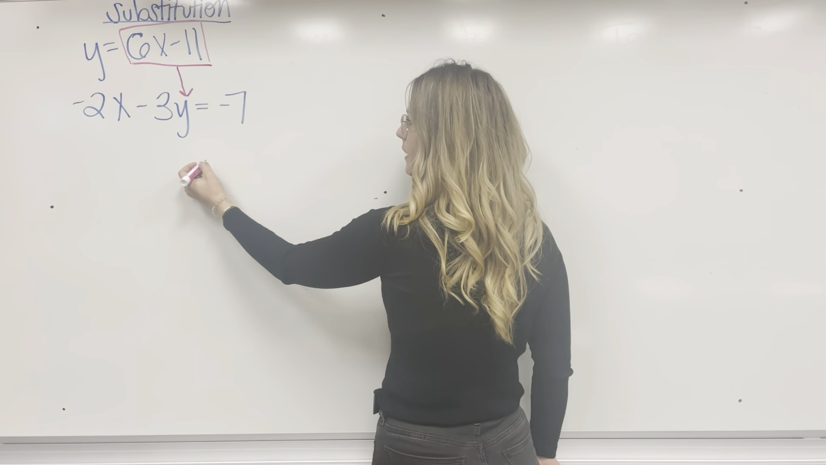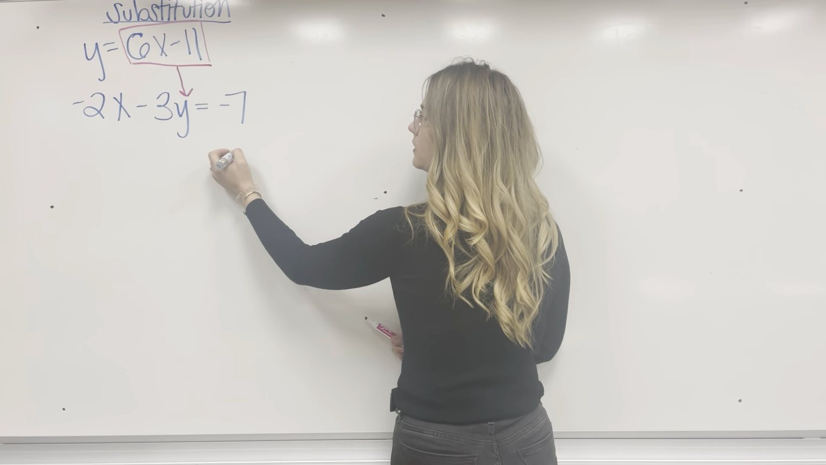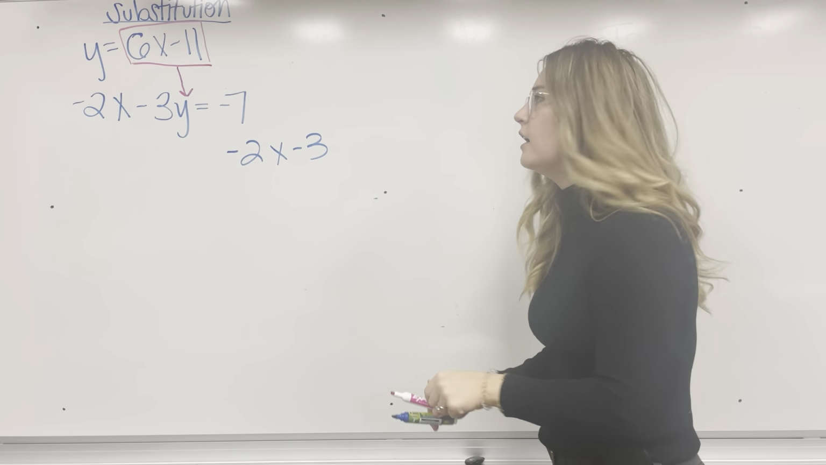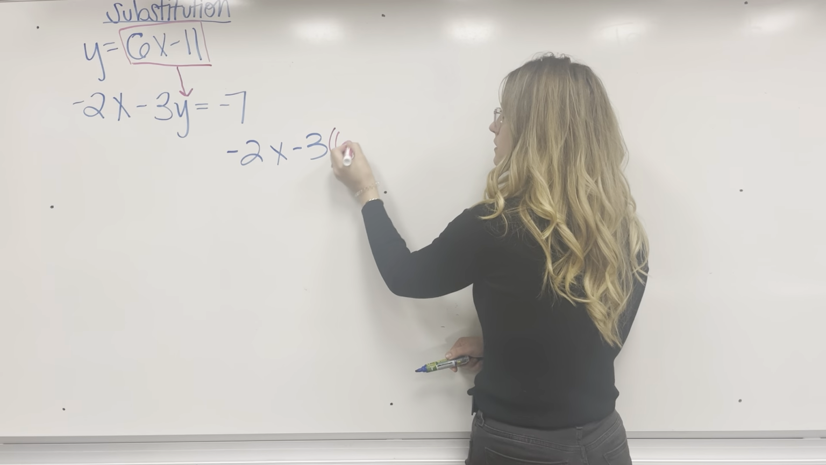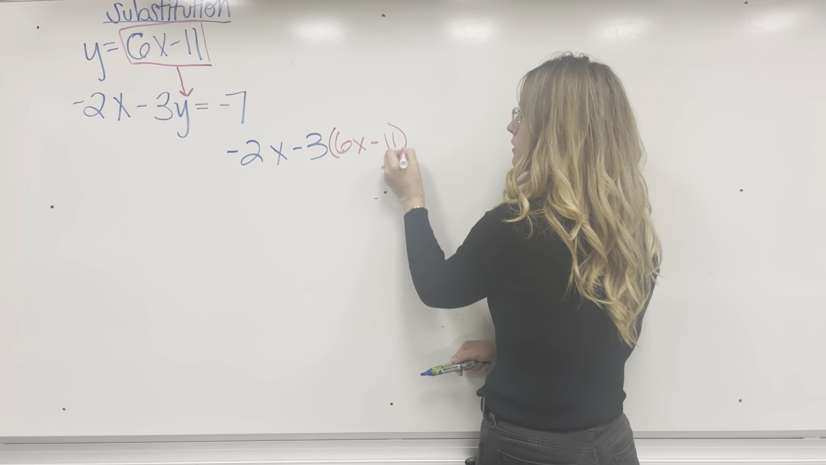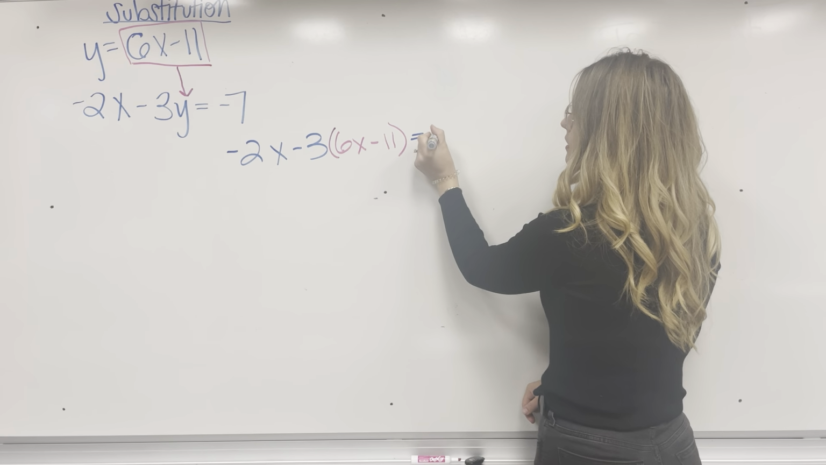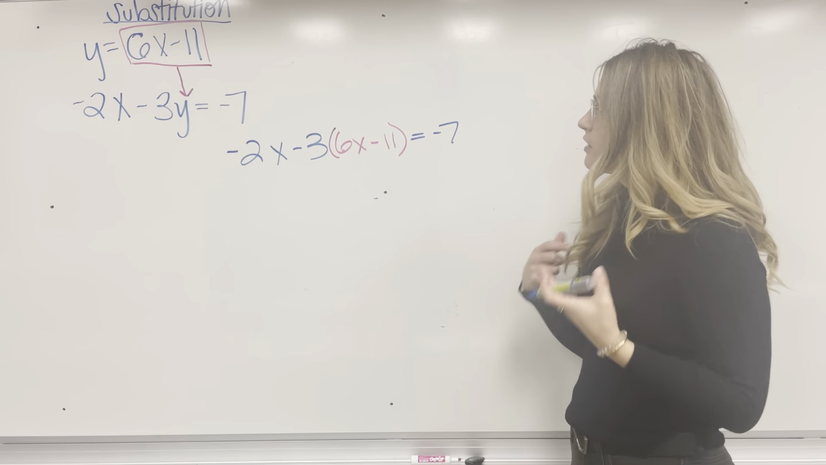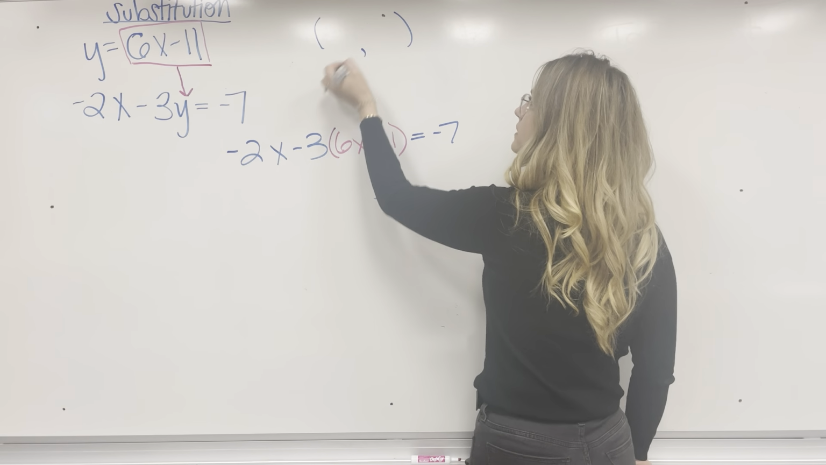So I would rewrite the equation as negative 2x minus 3. I'm not going to write y, I'm going to write what y equals. Parentheses 6x minus 11 equals negative 7. As you can see now, we only have one variable, and we are going to solve for it because now we want the x of the point of intersection.